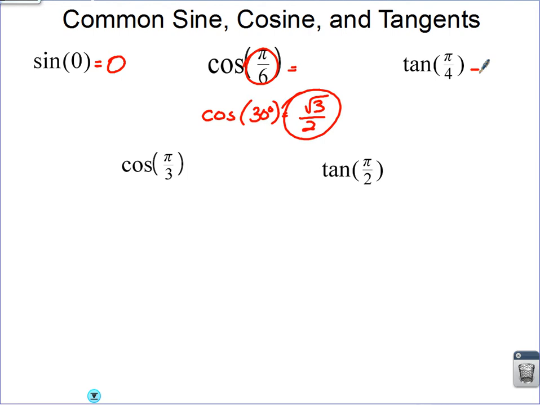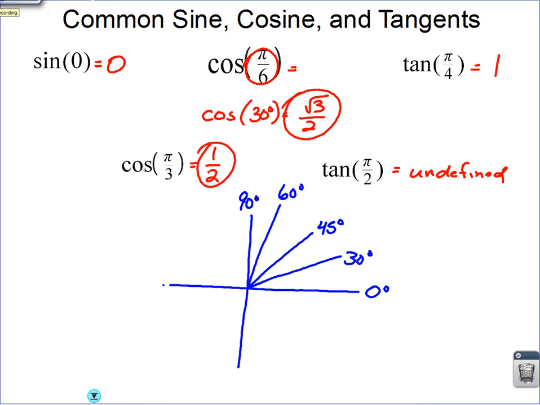The tangent of pi over 4. Somebody help me. What's pi over 4? 45. Tangent of pi over 4 is 1. Tangent of 45 is 1. The cosine of pi over 3, that's the cosine of 60, is a half from your chart. And the tangent of pi over 2 is the tangent of 90, which is undefined.